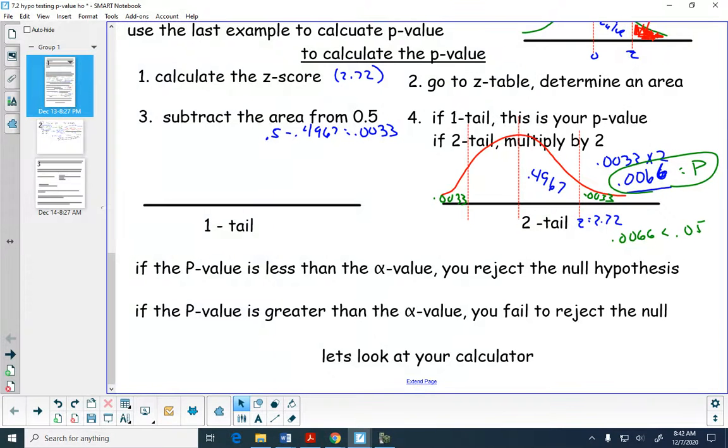Okay, the first part of your homework assignment is going to go back to the homework that you did for today. And all I want you to do is go back and calculate a p-value for each one of those problems. Calculate a p-value so you can get used to what your calculator will do for you. The second part of your homework is on the next page of your notes. Okay, we're not going to do the back side of these notes. We're just going to do the next page of the notes.